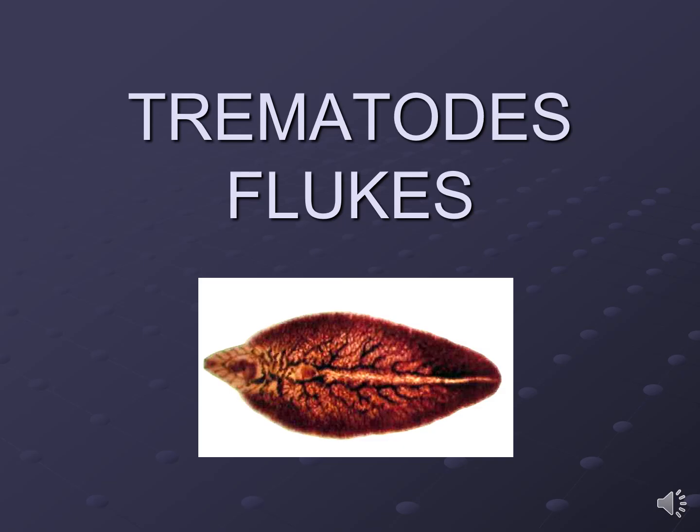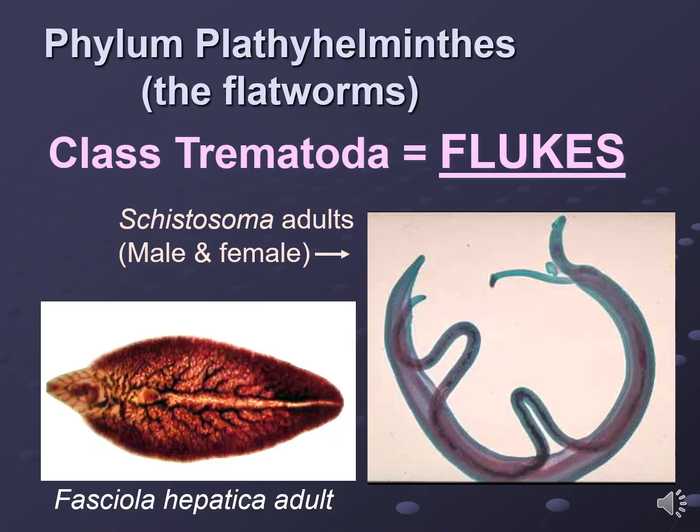Okay, trematodes, they are commonly called the flukes, and they are leaf-shaped, like you see here. The phylum is the platyhelminths, the flatworms, the class Trematoda or flukes, and here we see two examples. Fasciola hepatica, which looks like a leaf, really, and then we have the schistosoma adults, male and female. All of the flukes are hermaphroditic, except for schistosoma. So you can remember from this slide that you can see the adults of the schistosomes, and here we have the male and the female.